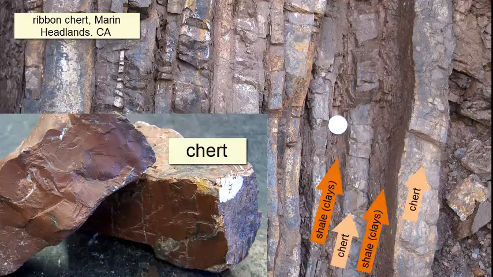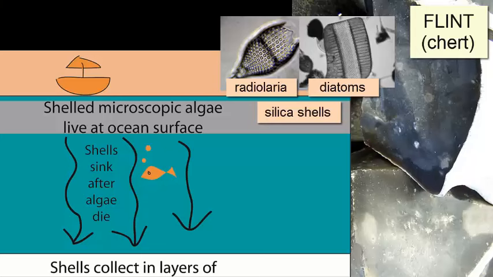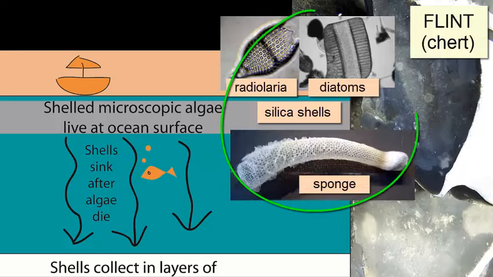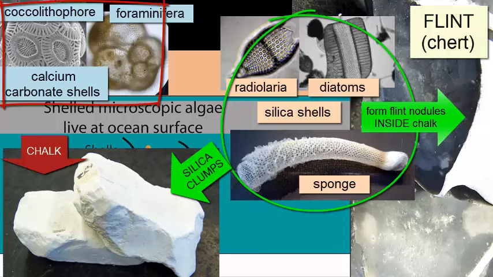Interlayered clay minerals and silica shells folded during accretion to North America 100 million years ago. This black chert with the chalky rind is called flint, and likely a recrystallized accumulation of diatomite or radiolaria shells or sponge glass spicules or some other silica derivative of a dead life form, deposited contemporaneously with microscopic foraminifera or coccolithophore shells on the bottom of the ocean floor. The sediment was buried, and the calcareous shells loosely compacted together, while the silica-rich material clumped together and recrystallized to form nodules of chert surrounded by chalk.